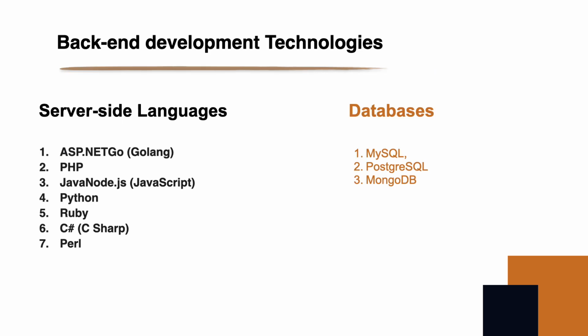What about the technologies used by back-end developers? Yeah, back-end developers also have server-side languages: PHP, Java, Node.js, Python, a number of them, Perl, and then they also have databases. There are a bunch of them. I've really summarized them here. We have databases like MySQL, PostgreSQL, MongoDB, a number of them.